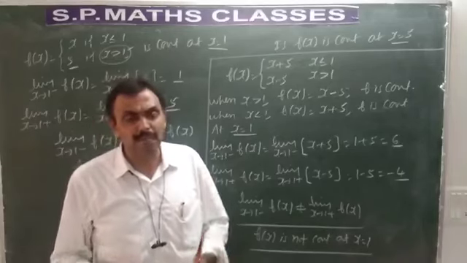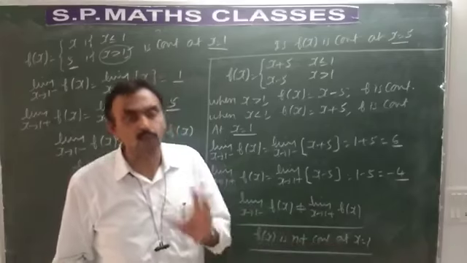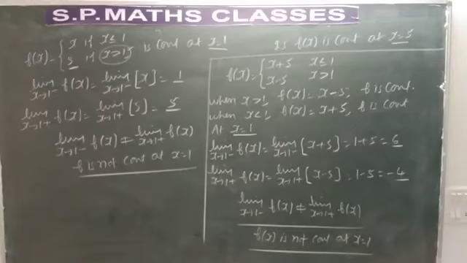So what is the point of discontinuity? Point of discontinuity is x equal to 1. That's how you have to conclude. I think you have understood both of these problems. I move on to the next one.